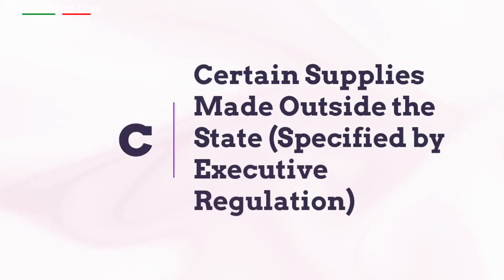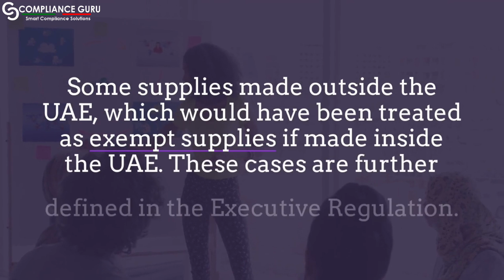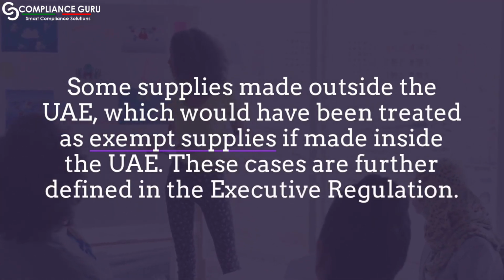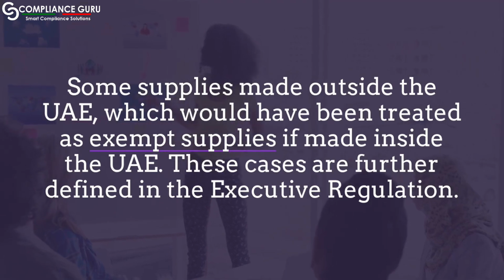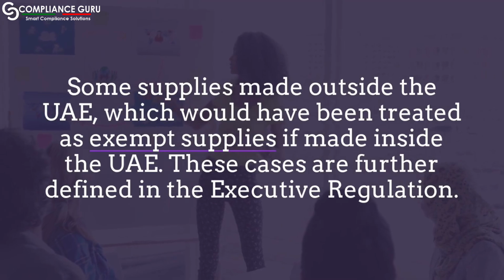C. Certain supplies made outside the state, specified by executive regulation. Some supplies made outside the UAE, which would have been treated as exempt supplies if made inside the UAE. These cases are further defined in the executive regulation.